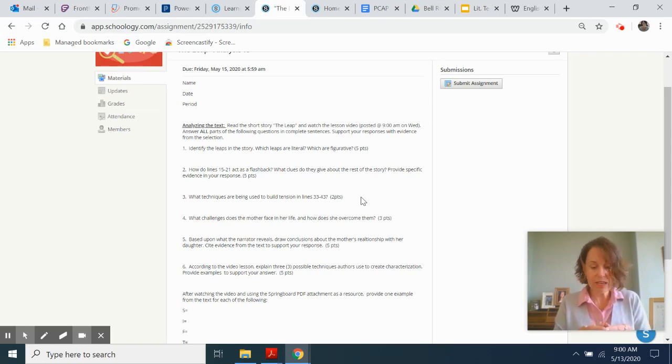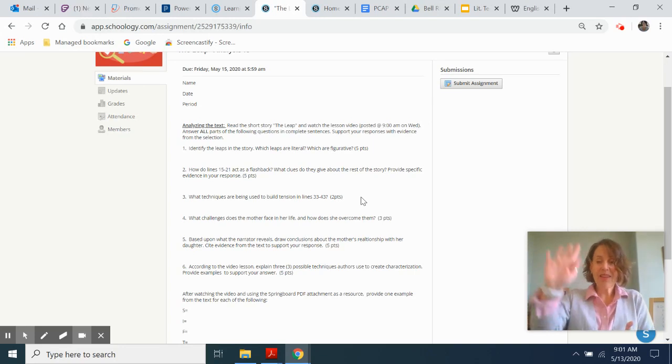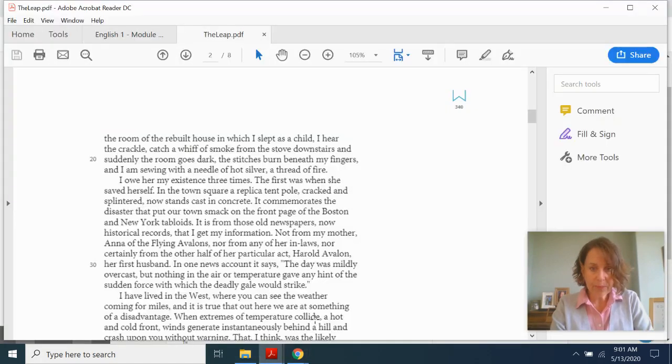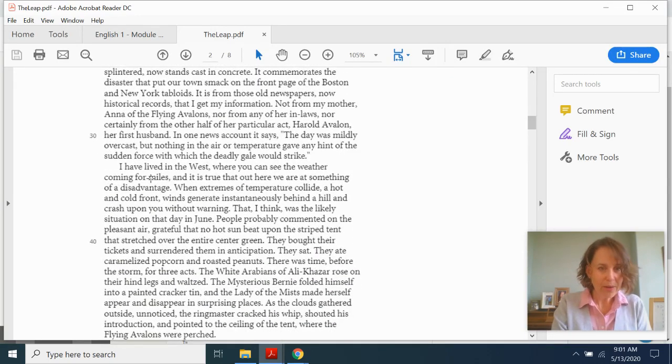Remember, that conflict can be internal conflict that the character is struggling with on their own, that man versus self, but it can be that external conflict that we've talked about as well. All those factors of external conflict that come into play. Let's look and see what techniques this author used to build tension in lines 33 to 43. So we'll take a look here. If I look at 33 to 43, we're right about here.